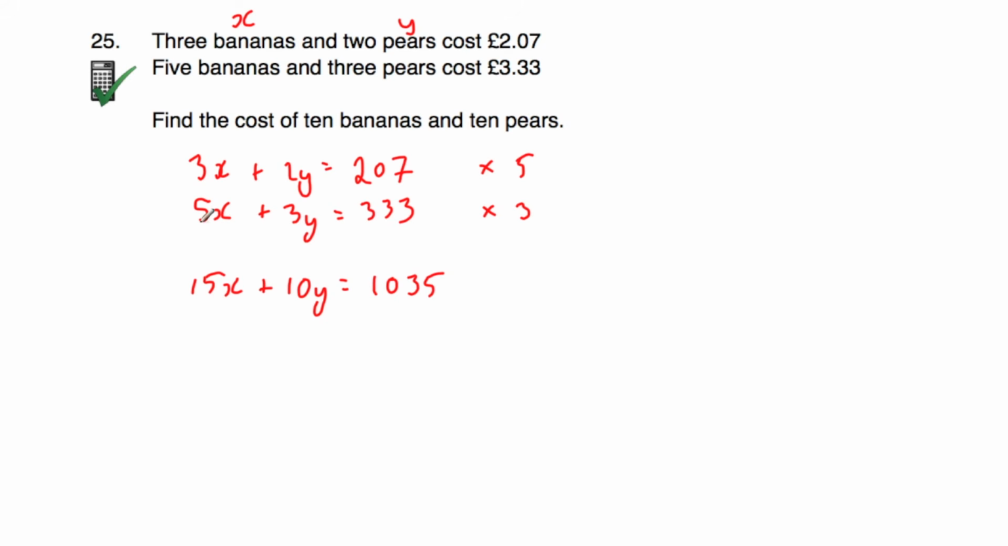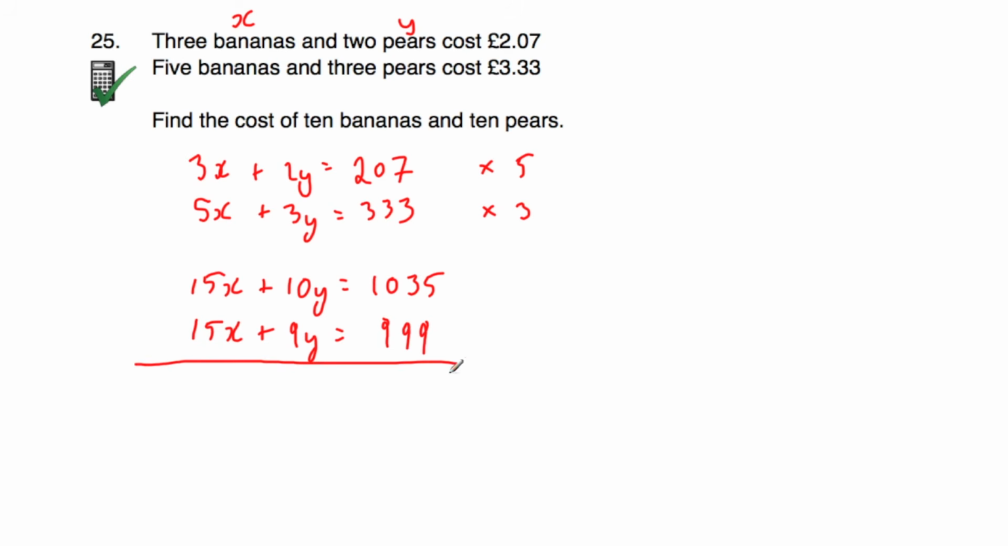Now we've got then our second equation, our 5x plus 3y equals 333, and we're going to multiply that by 3. So that would be 15x, because 5x times 3 would be 15x, then plus, and then we've got 3y times 3, that's going to be 9y, and that's going to be equal to 333 times 3 would be 999. So we've got our two equations.